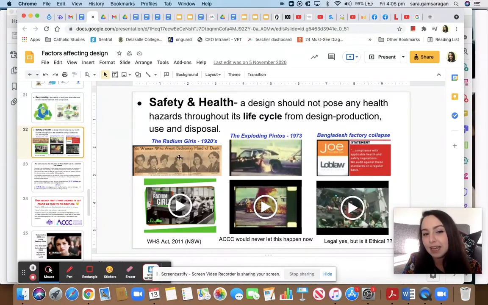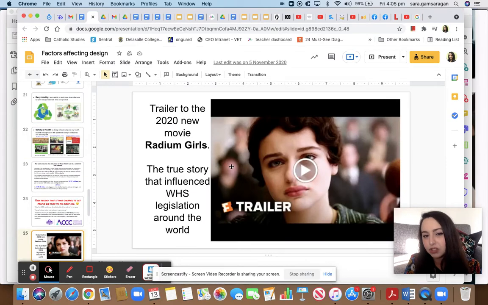And we looked at that example of Radium Girls from the 1920s. And then we watched the trailer of the 2020 movie that came out about that. I wish we somehow were able to see that, but I don't think it got released here because of lockdown. And anyway, maybe one day. So that's the true story of how these group of girls influenced work health and safety legislation around the world.